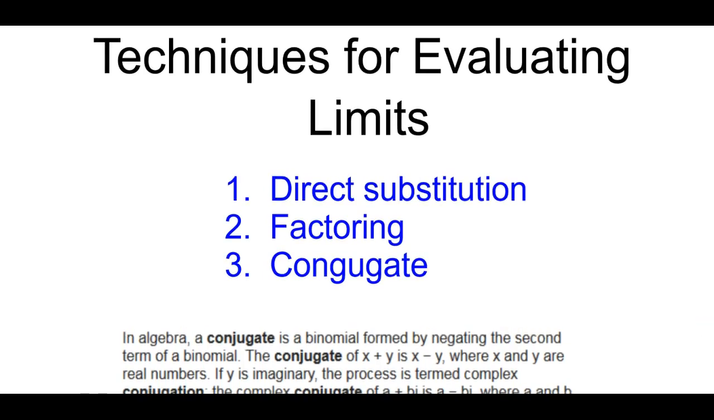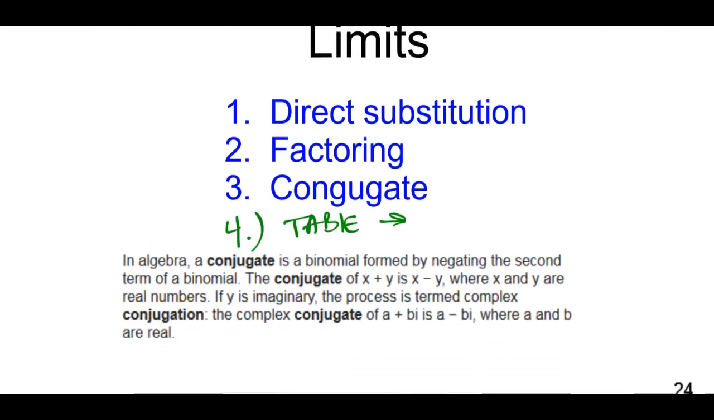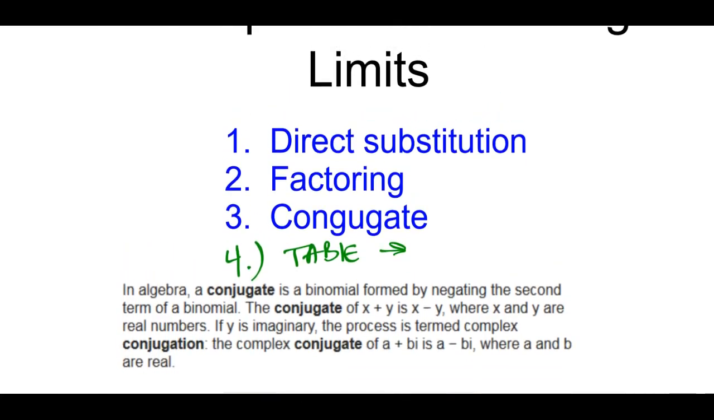If direct substitution cannot work, and I'll show you some examples of that, then we're going to try factoring and conjugate. And then the last technique would be your table, to go to your graphing calculator and look at that table setup, and I'll try to show you another example of that because the previous one wasn't the best example.